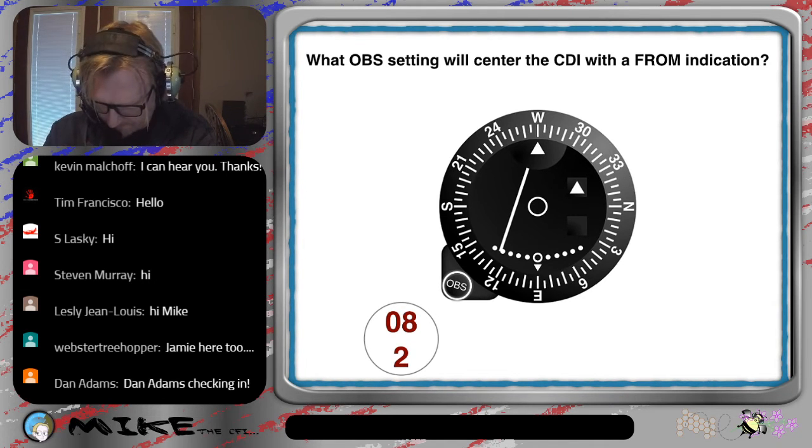So again, on those test questions, really best to draw that stuff out so you can visualize what it is you're trying to do.